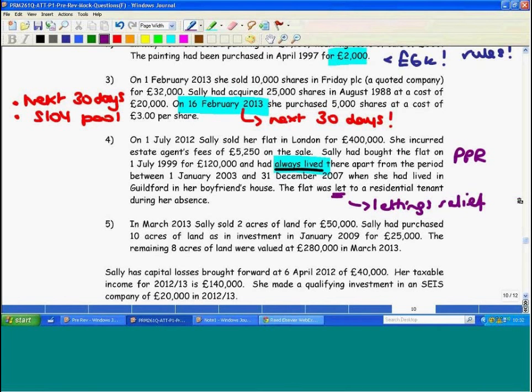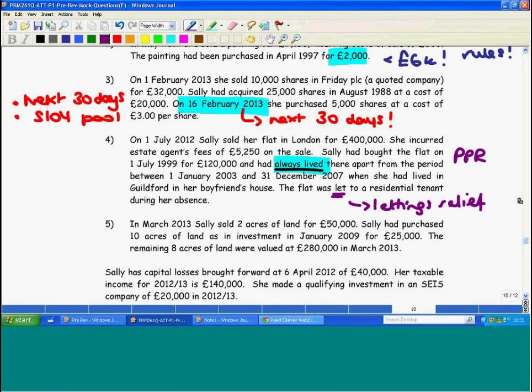So what we'll do when we come to look through the answer is I'll show you how it's all working on a timeline. But just what I want to mention here is, remember, PPR is only applicable if you've lived in the property at some point in time, and then lettings relief is only applicable if you've got PPR relief. So I can't buy a property and let it out. I won't get lettings relief. I have to actually get the PPR relief, and then it's kind of a knock-on, an additional relief as part of the PPR relief.